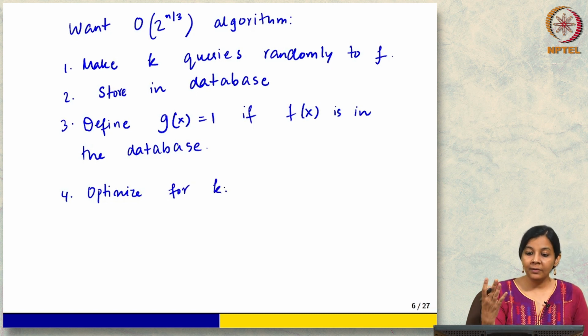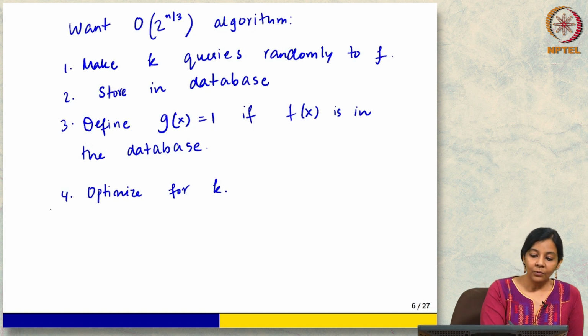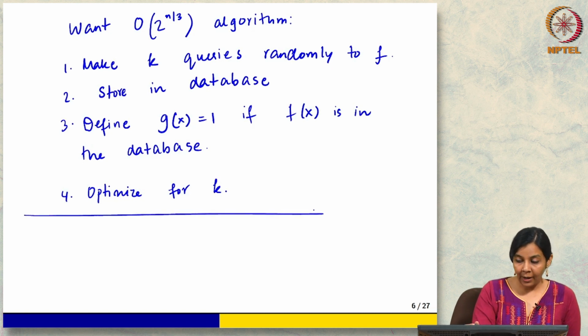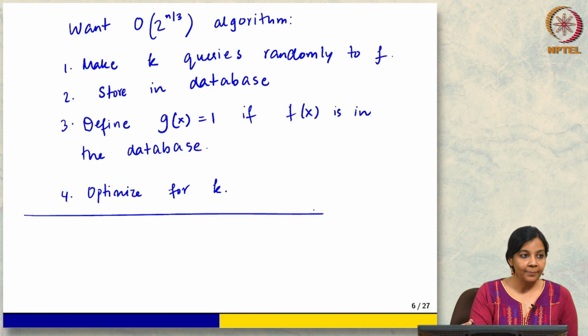By using this approach, basically extra randomization, I make a bunch of random queries and store the results, and then I use that in speeding up my algorithm. When I optimize for k, I get 2 to the n over 3. Okay. This is something which I won't spend more time on in class, but you can study this later.